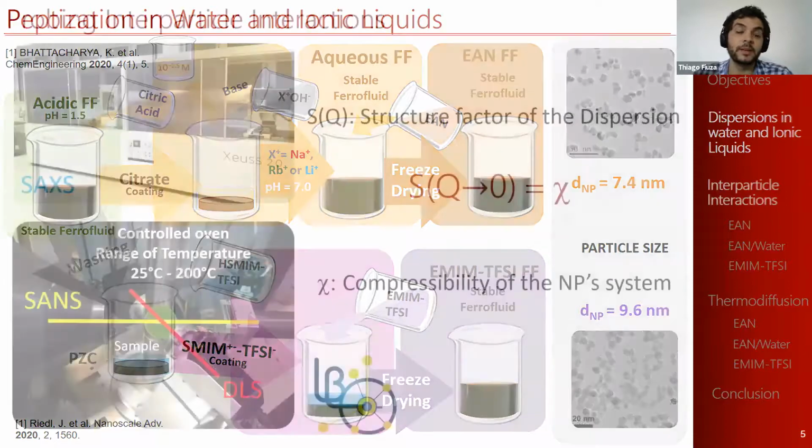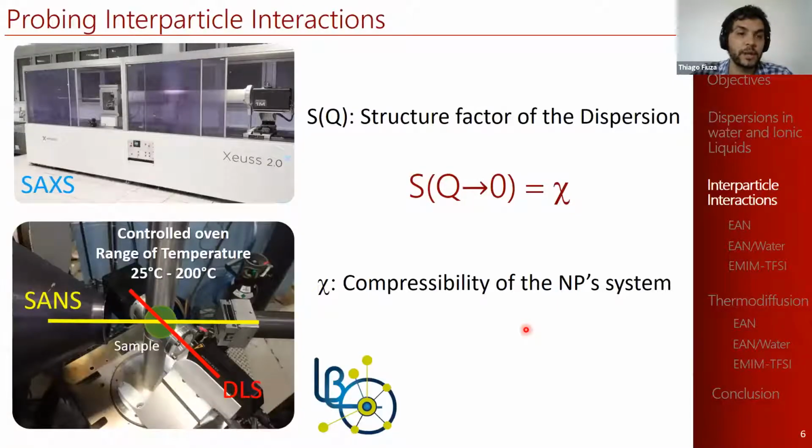So let's now talk about how we can probe the interparticle interactions. We use here SAS techniques, SAXS and SANS, performed at the LLB, in which with SANS we can also change the temperature from room temperature to around 200 degrees. With these techniques, we can obtain experimentally the structure factor, and this structure factor can be extrapolated to the scattering vector close to 0 in order to obtain the compressibility of the system.